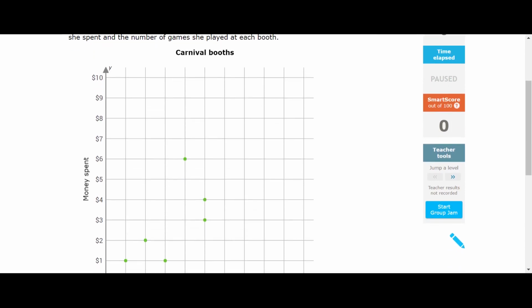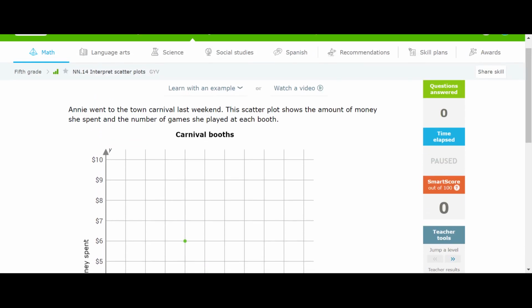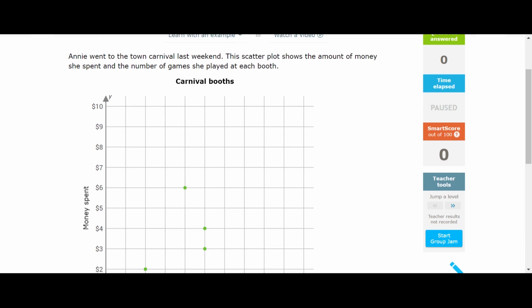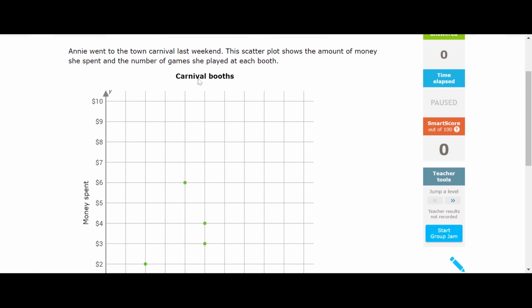All right, here is Mr. Cruz here to give you guys the rundown on NN.14. NN.14, this IXL where we're talking about scatter plots. So with this one, it's pretty cut and dry as far as what you've got to do, right?